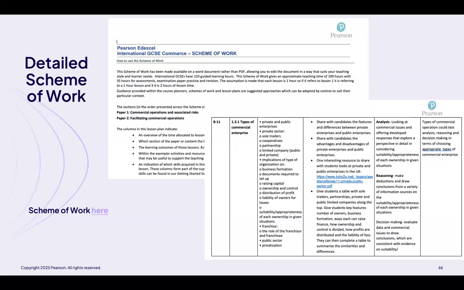So if you're thinking, where on earth would I start with this qualification? Well, here's a great starting point with the specification, the Getting Started guide. There's a scheme of work. It's modifiable, so it's a Word document. If you want to change the order of things, if you want to change the content, you want to add things in, you want to take things out. It includes links to videos and other resources. So it's a whole wealth of resource at your fingertips.